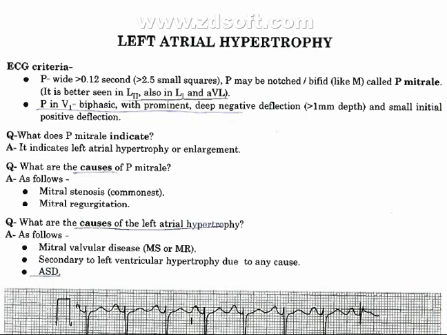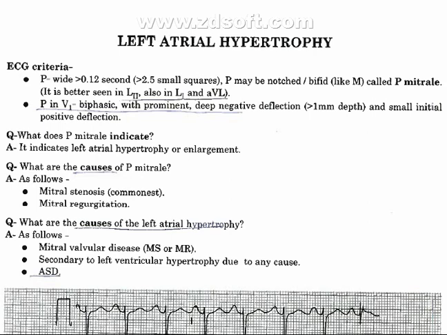P may be notched or bifid, like an M, called P mitrale. It is better seen in lead 2, also in lead 1 and aVL. P in V1 is biphasic with a prominent deep negative deflection, more than 1 millimeter in depth, and a small initial positive deflection. What does P mitrale indicate? It indicates left atrial hypertrophy or enlargement.